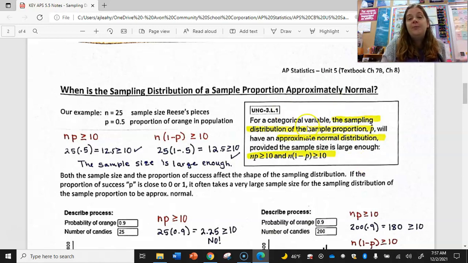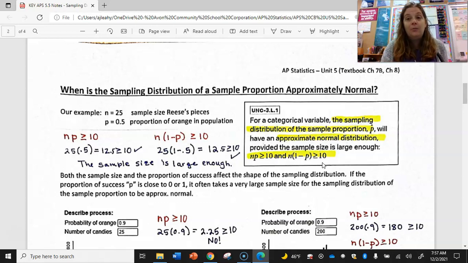So in order for the sample size to be sufficiently large, we call this the large counts condition. For a proportion, what we basically need is for the sample to be large enough that you could have 10 successes and 10 failures in your sample. So for example, n times p has to be at least 10, and n times 1 minus p has to be at least 10.